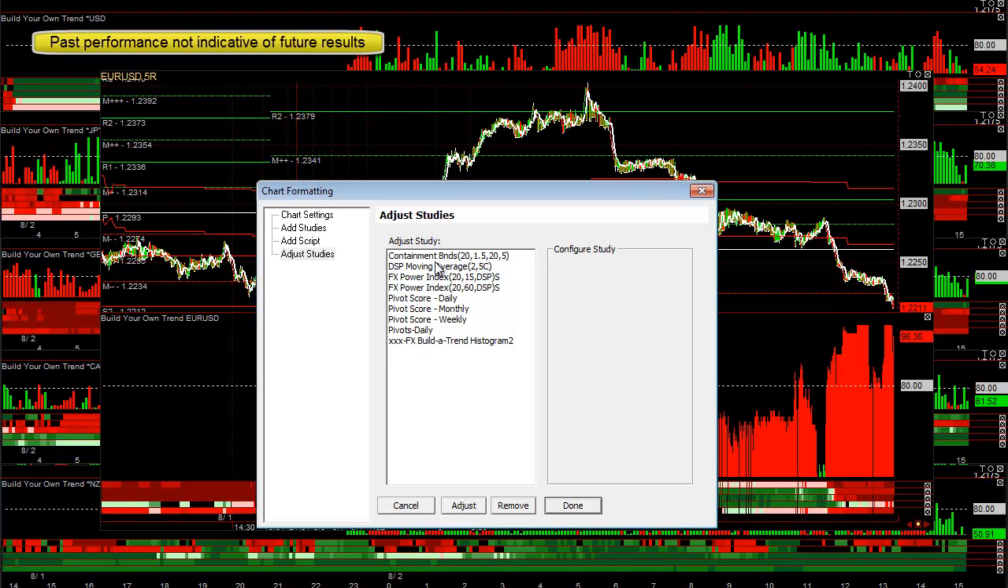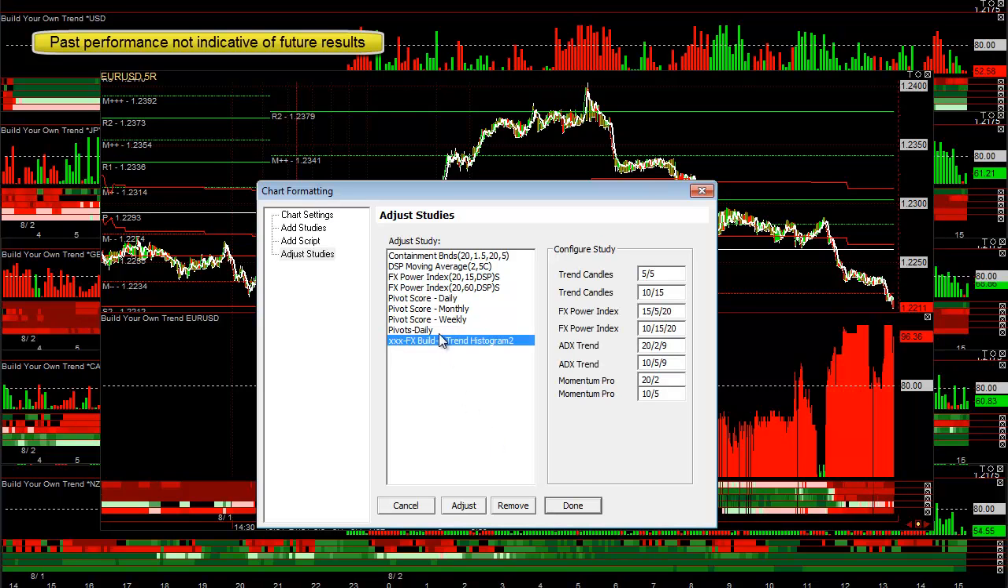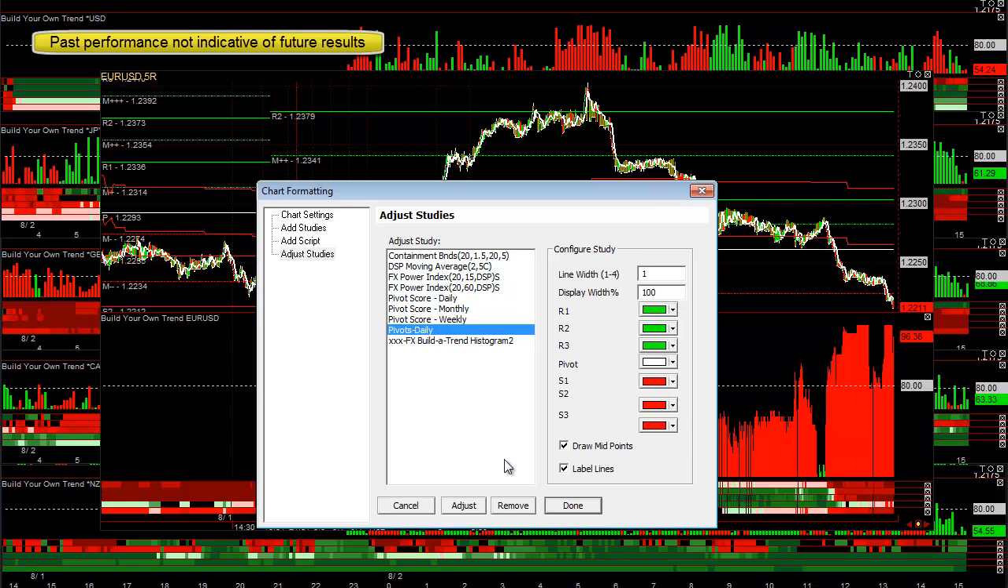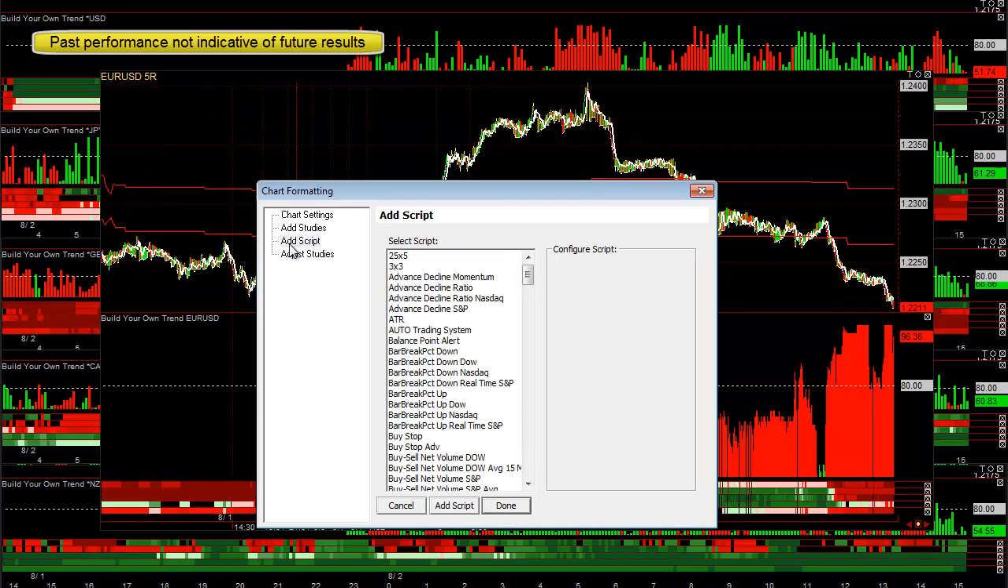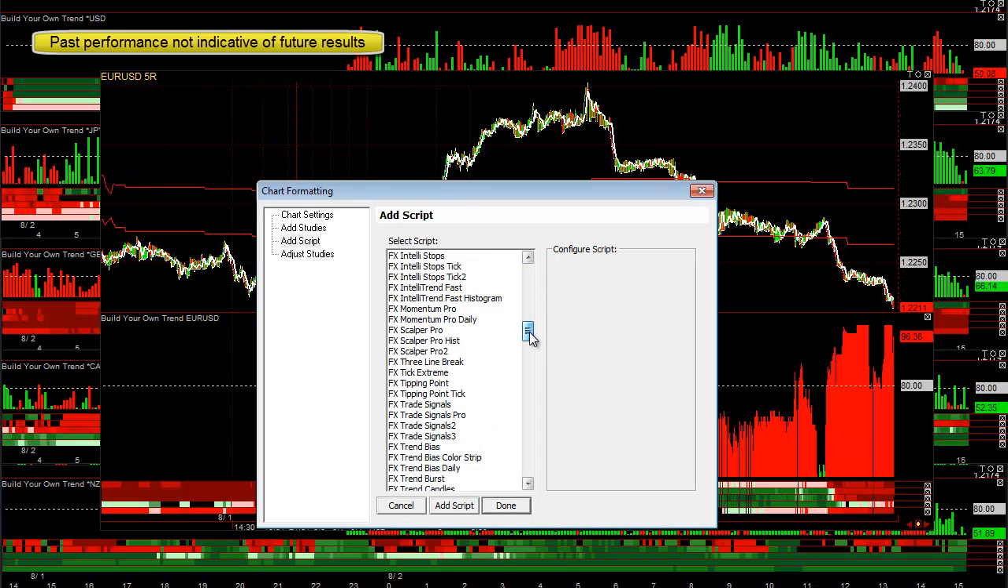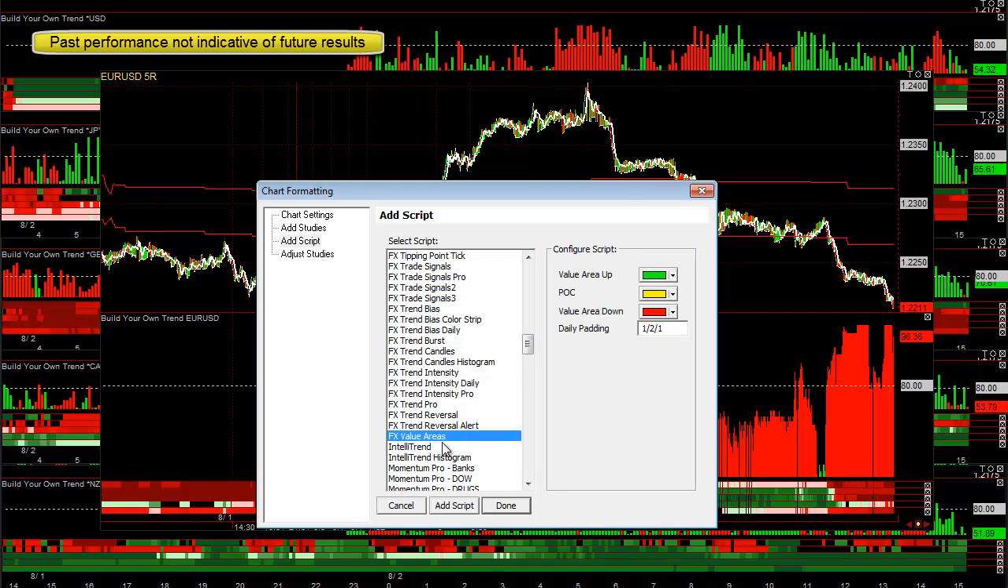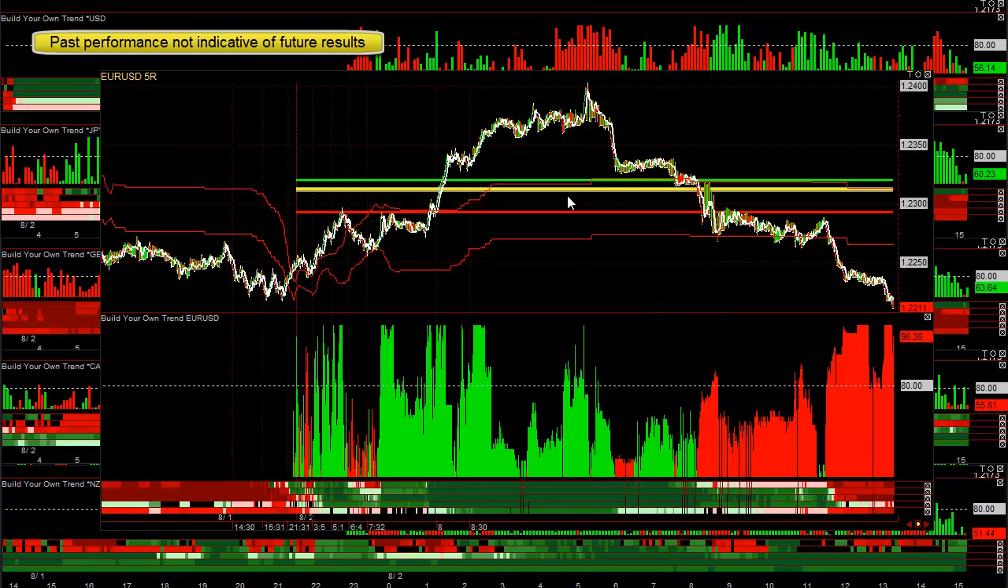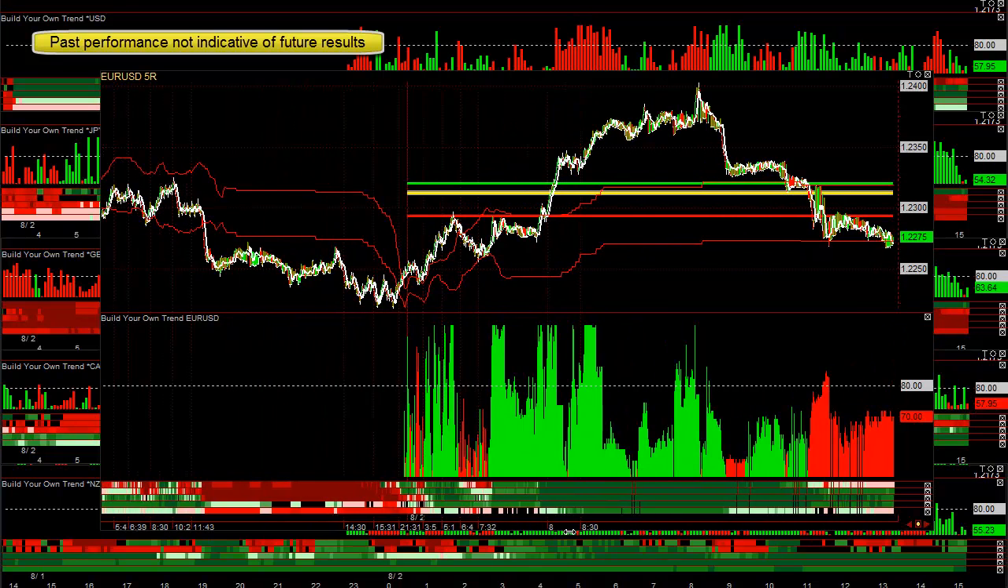It's critical for our business, and it's critical for us keeping customers that you have this information available to you. Let me take the pivots off here, and we're going to go to Add Script, and it's going to be on the bottom under FX value areas. And basically, what this is going to do is show you where those value areas are for the previous day. Let me scroll back out and show you this.